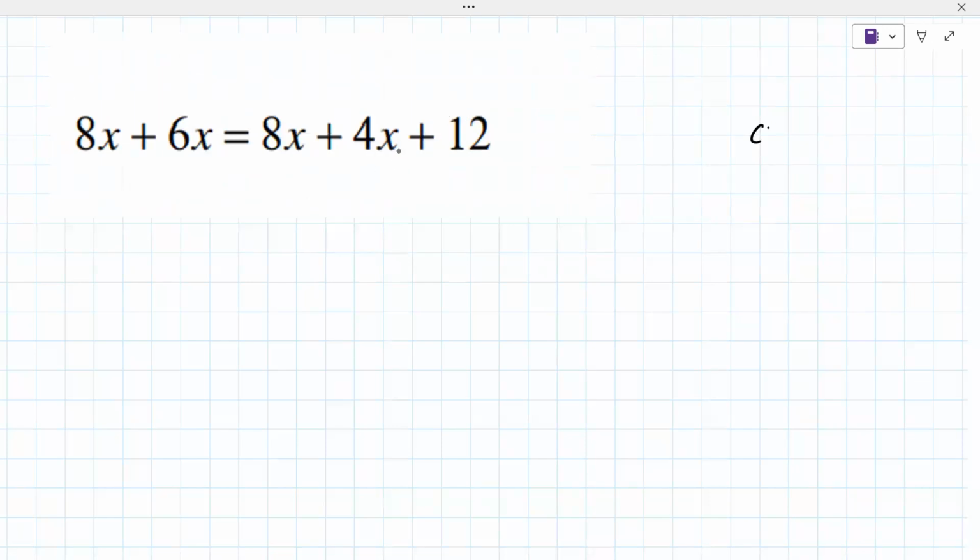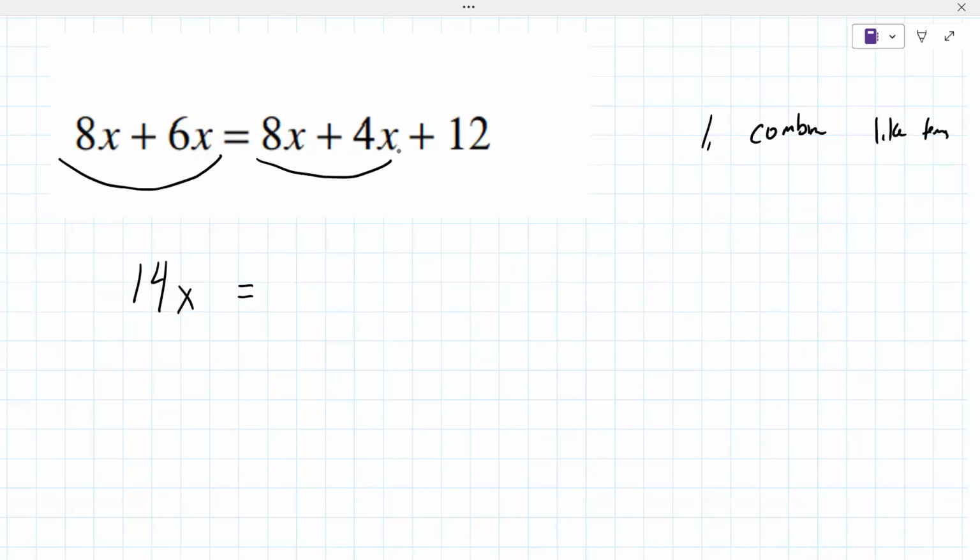You want to combine like terms first. You remember last time we did some combining like terms. We also dealt with the distributive property. Do you remember doing that a little bit? Yeah. Okay. So what is 8x plus 6x? What does that become? 14x. Okay. And how about 8x plus 4x? 12x. Good.